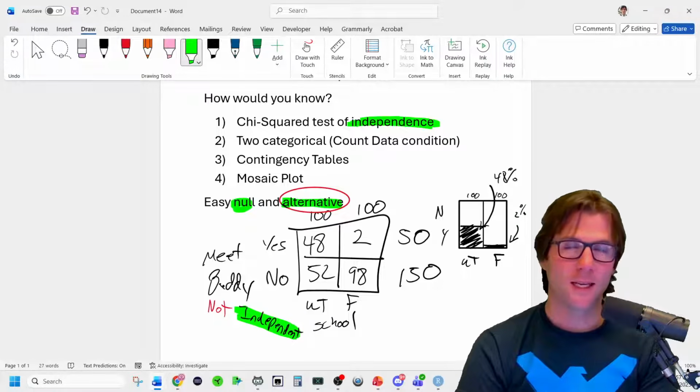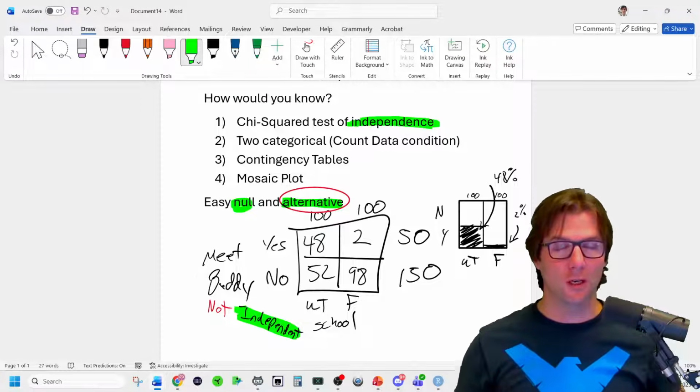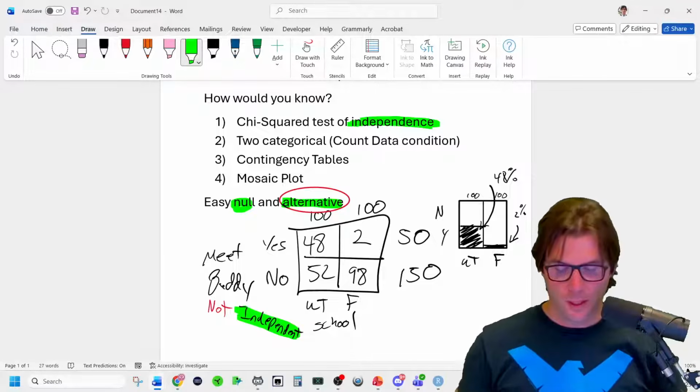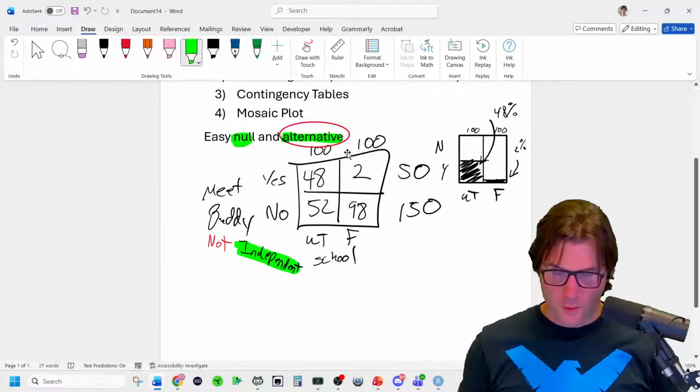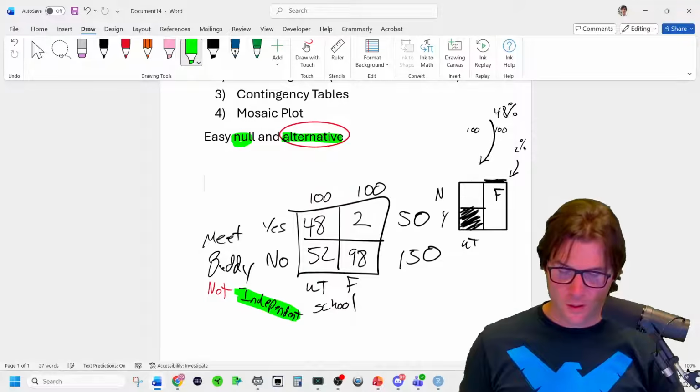They are not independent. Exactly. And what does not independent mean? It means they're associated. Like the school you go to is associated with meeting Buddy the Elf. So now we have to go through and solve to figure out if there is an association.